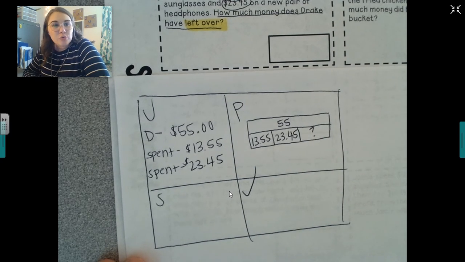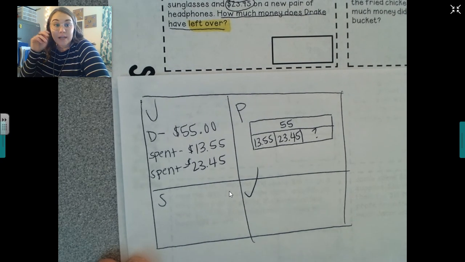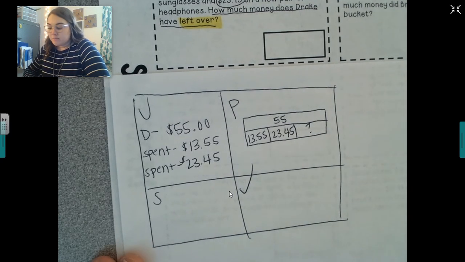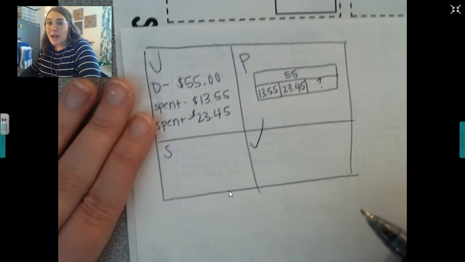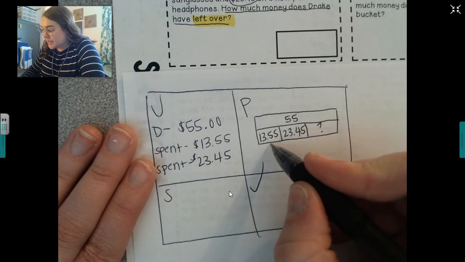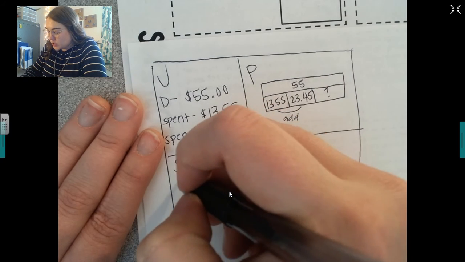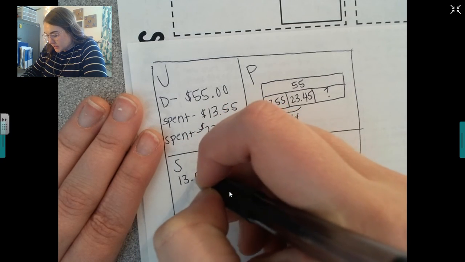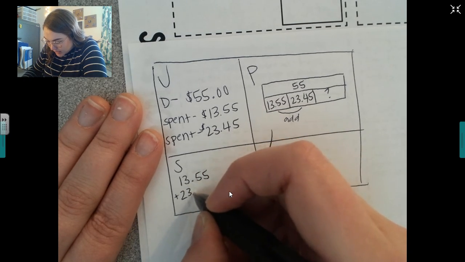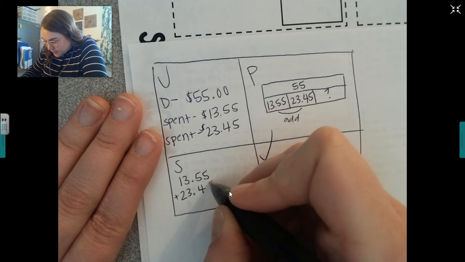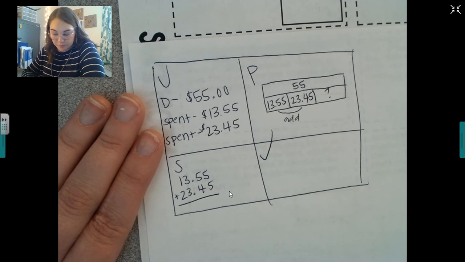So how am I going to solve this? Now, you could have drawn a picture, you could have done an equation, you could have done anything you want, but you've got to figure out how to solve that. So here is what I'm going to do. I noticed that these two need to be added. So I'm going to add 13.55 plus 23.45. I want you to pause the video and I want you to solve this on your own.